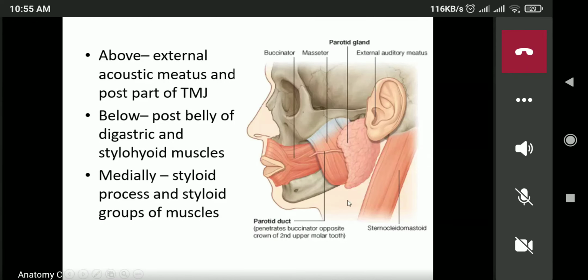region. And medially, the styloid process and the styloid group of muscles, meaning towards the medial aspect of the skull, or towards the medial aspect of the oral cavity in the infratemporal region, is the styloid process and the styloid group of muscles that forms the medial boundary of the parotid region.